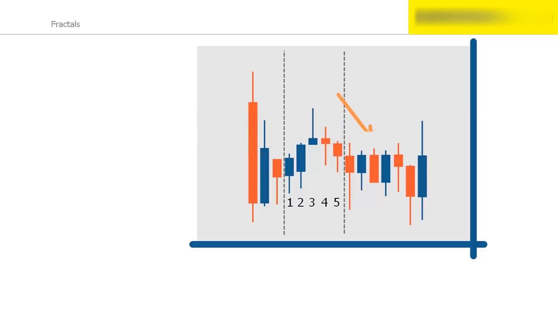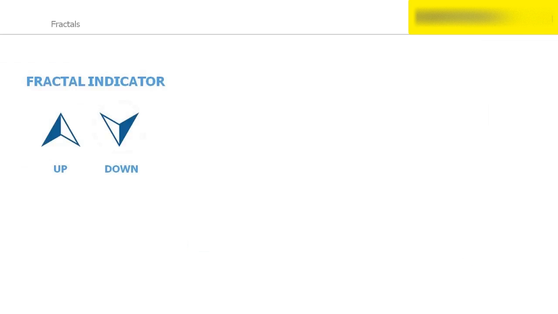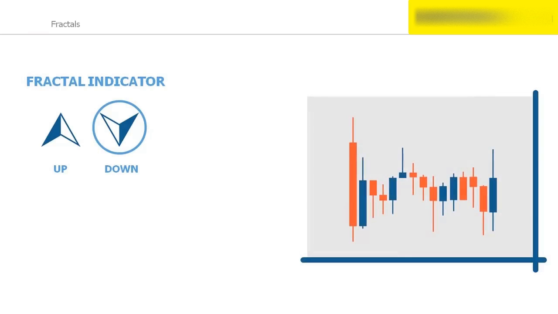This pattern is common and signals that the sellers are in control, and so it is likely that the price will reverse to the downside. When it forms, your trading software will plot a fractal above the highest high. Let us now look at the formation of a down fractal, which is the inverse of the up fractal.